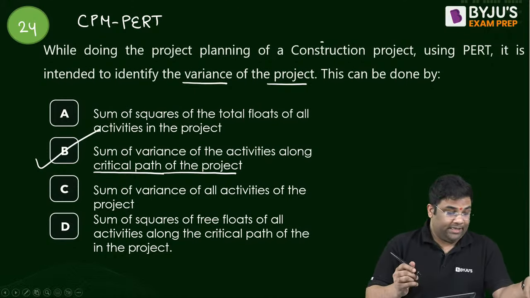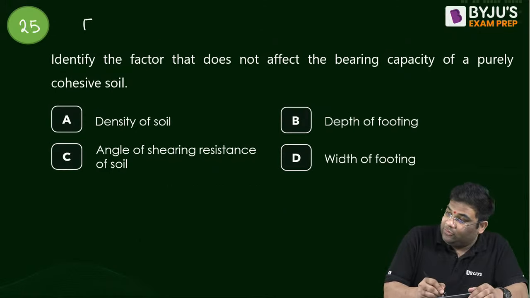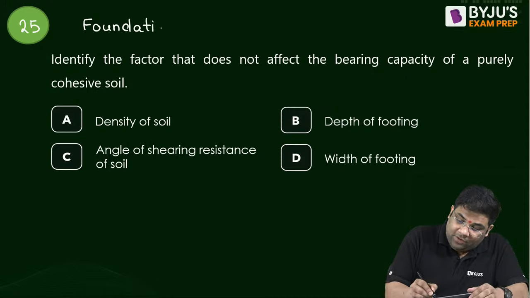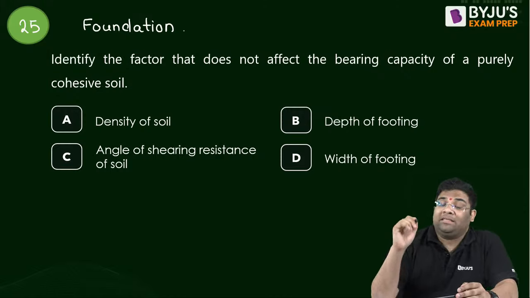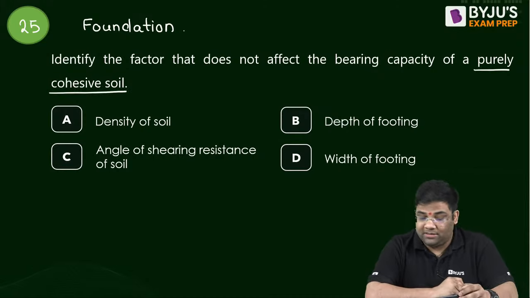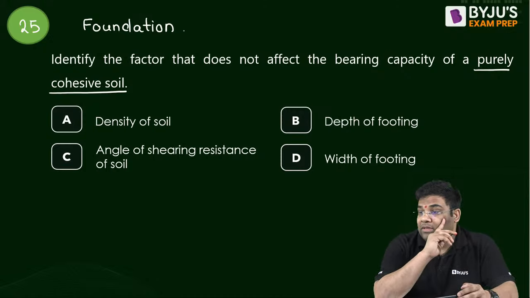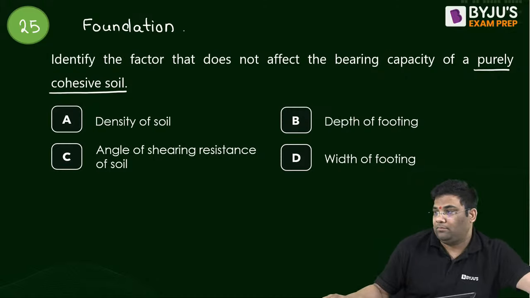Next question, 25th question. Your foundation engineering. Answer this question. Foundation engineering: identify the factor that doesn't affect the bearing capacity of a purely cohesive soil. What is the answer to this? Come on, only 25 questions are over. We have to solve 65. We have to go a little fast.